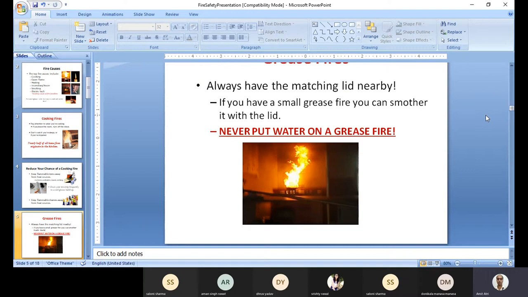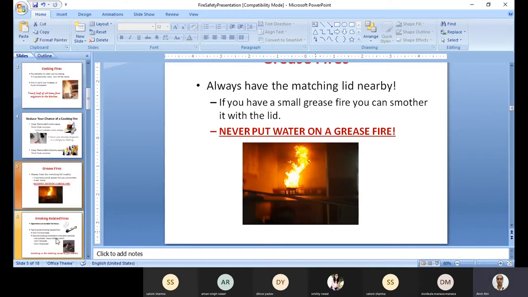Okay, so never put butter on a grease fire. So that is one of the precautions which we have to take care of.